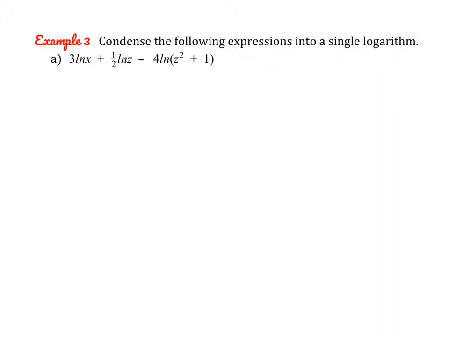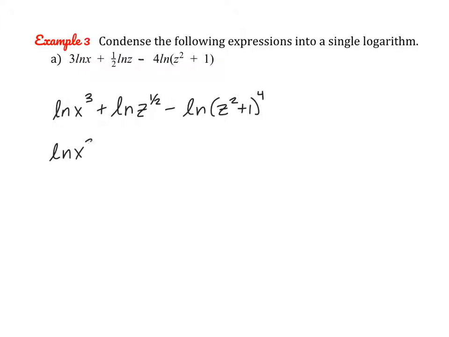All right, so now we're going to try to do the exact opposite, and we're going to see if we can condense this expression into a single logarithm. So I'm going to do this methodically. I'm going to start by moving all of my coefficients up to the exponent. So before I do anything else, I'll do that as my first step. So minus the natural log of z squared plus 1 to the 4th. And we can even take one more step and write this as the square root of z.